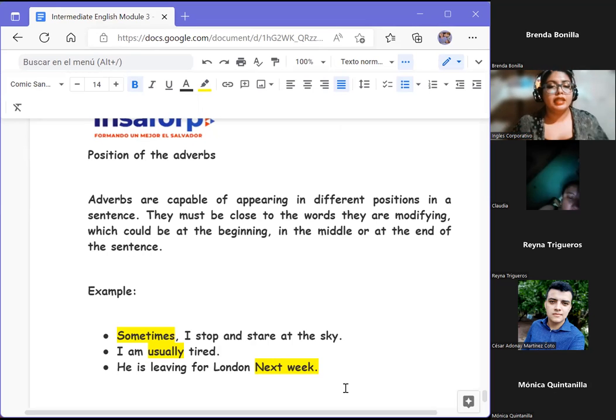So in this case, we're going to talk about the position of the modal verb. And it is completely different from the adverb, because the adverb has, we can say, different positions in which we can write the word, but the modal verb just has one position. And it's always the same.